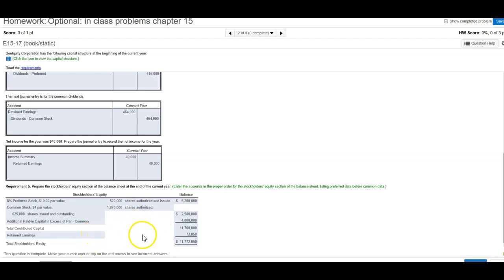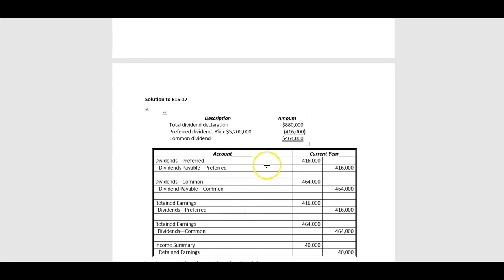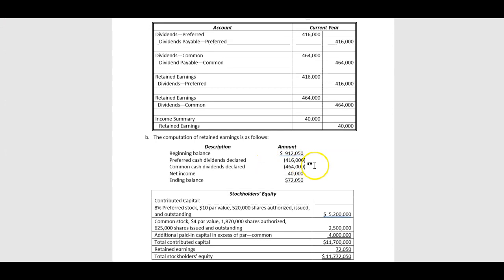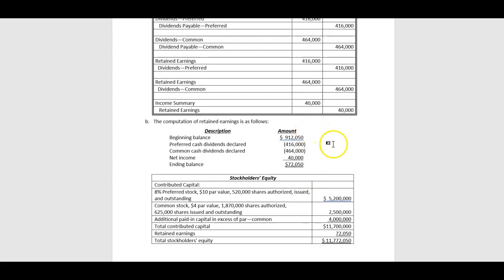What has changed is retained earnings, and we can see the computation of retained earnings by simply looking at the beginning amount, subtract out your dividends, add in your net income, there's your ending balance. So, and that's the finished product there. That one wasn't too bad, was it?